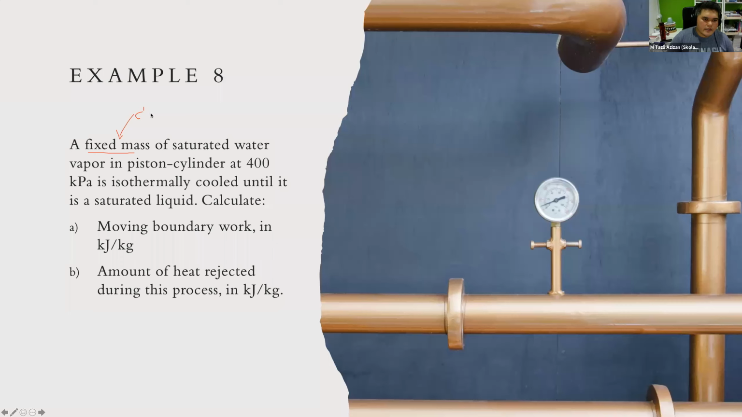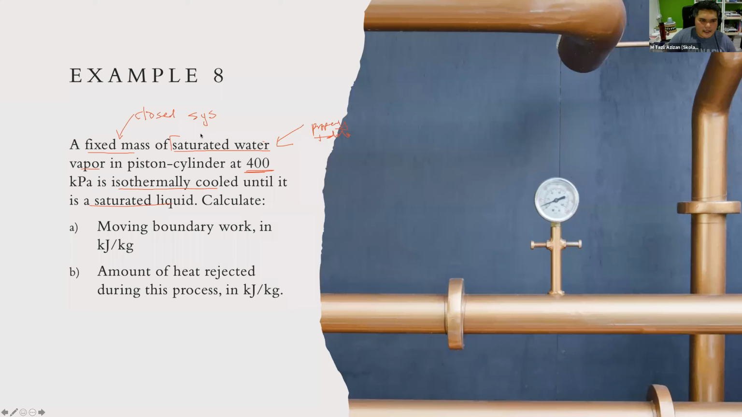Okay, this could be considered a closed system. This is a closed system, and it is a saturated water vapor. When we get the word saturated, you know that, okay, I should refer to the property table. I know I should refer to the property table, so I could know what the saturated vapor at 400 kilopascal is. Okay, it is isothermally cooled until it is a saturated liquid.